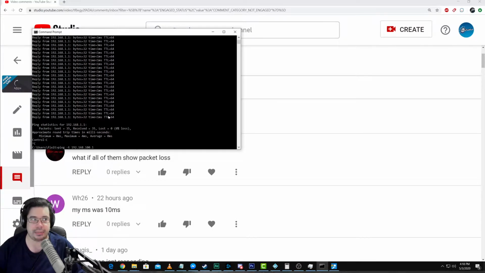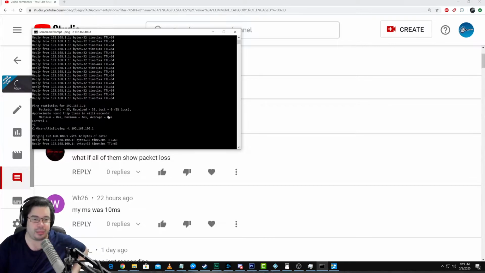If you're running an all-in-one unit, you don't have to do this. Just a simple check to the router is all you need to do. If you get no packet loss there, you have no packet loss local. But checking my modem.